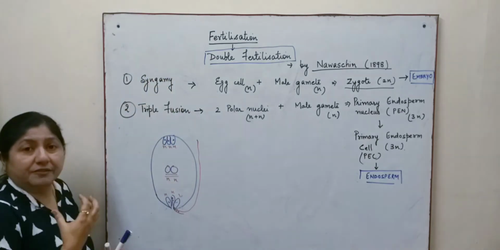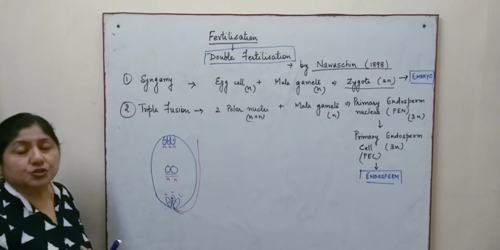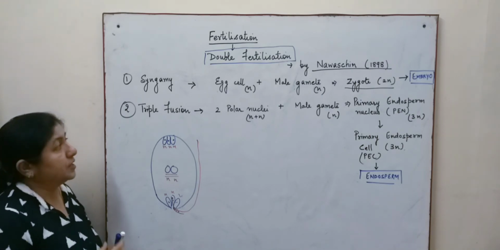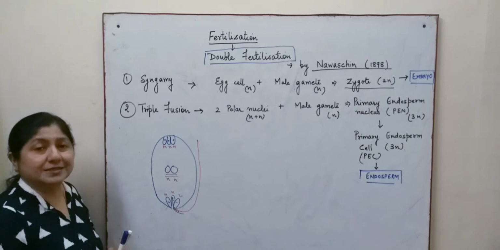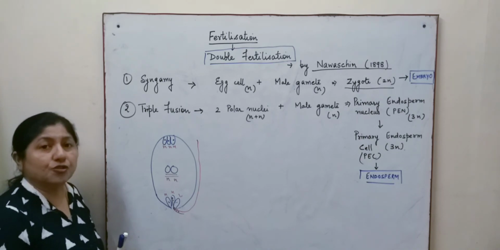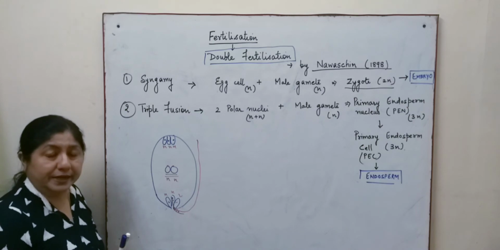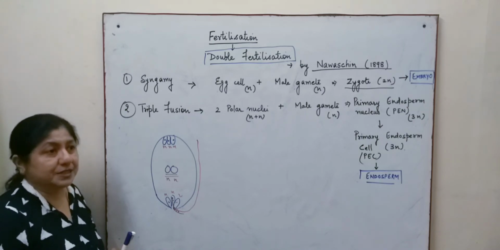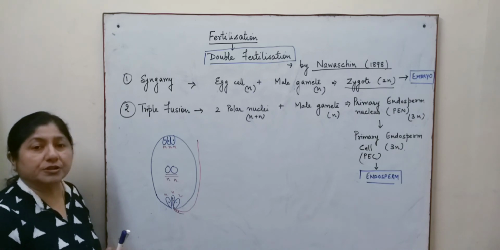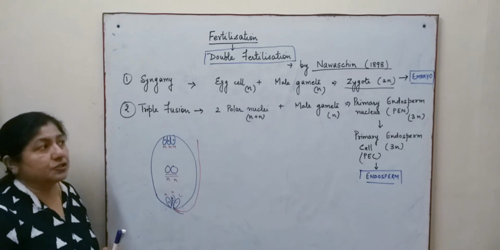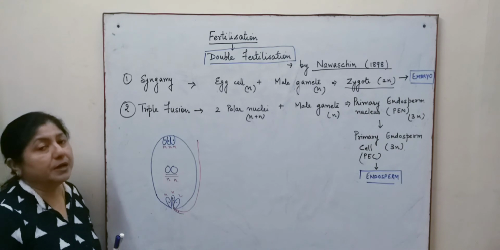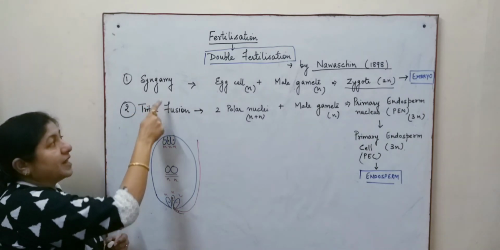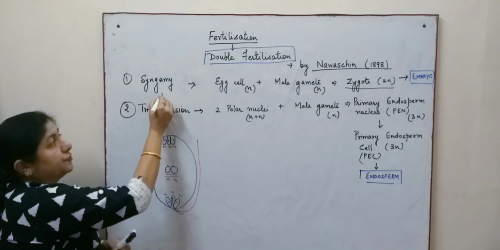Syngamy, again, we can define as the fusion of the egg cell with the male gamete to form the zygote, whereas triple fusion is defined as the fusion of the two polar nuclei, N plus N, with one of the male gametes, and that results in a triploid structure known as the primary endosperm nucleus. So double fertilization involves syngamy and triple fusion.